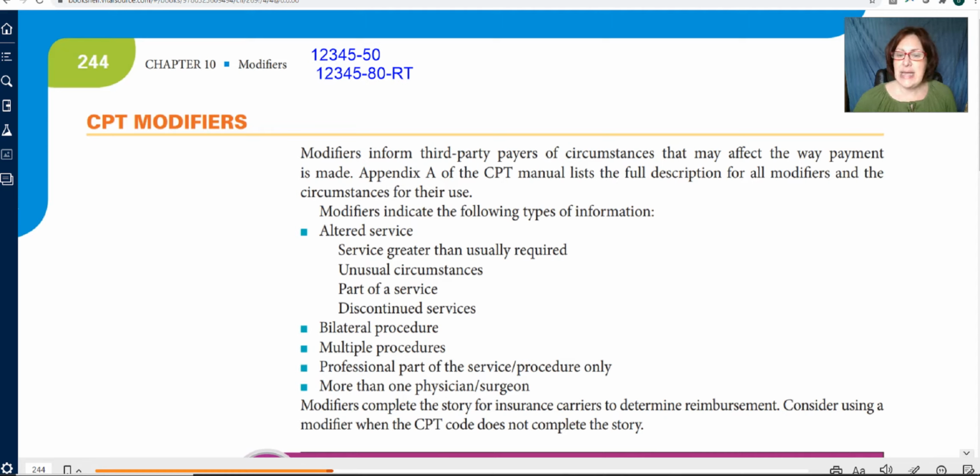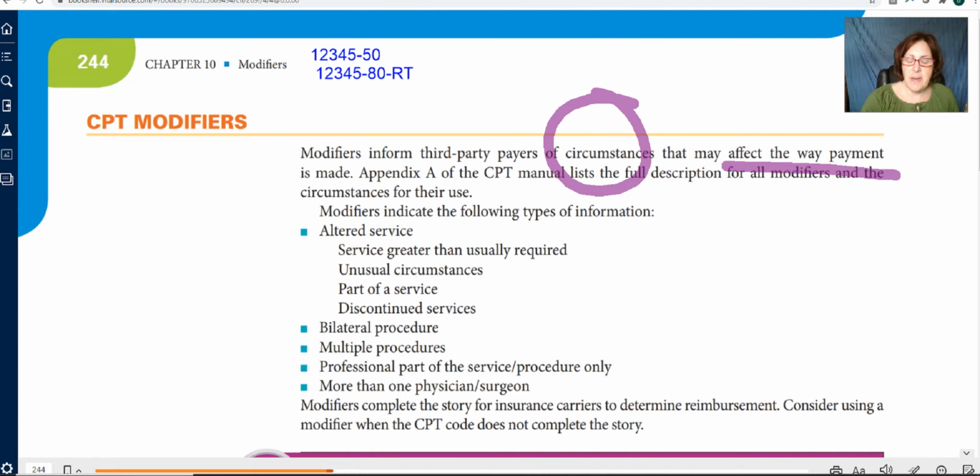But what it is, it's explaining to the insurance company the circumstances of how the procedure was performed, and it may affect payment. It may get you paid more. It may get you paid less. If it gets you paid less, then you're not entitled to the full amount, and you should be getting paid less. So don't think that that's not a good thing, because sometimes you deserve less.